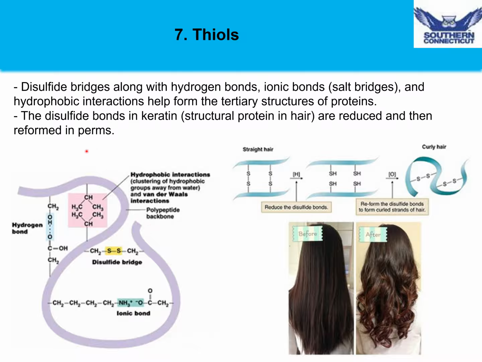In addition, disulfide bonds are important in the process that we call a perm. In a perm, we generally take the disulfide bonds of keratin, which is the structural protein of hair, and we reduce the disulfide bonds with a reducing agent that will turn the disulfide bonds into thiols. That allows the hair to be molded in the shape that we need. And then after that process, if we add an oxidant like hydrogen peroxide, we can oxidize those thiol groups back to disulfide bonds.